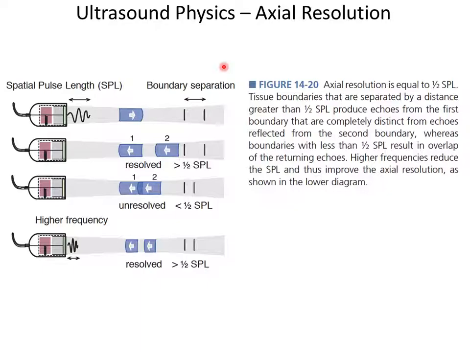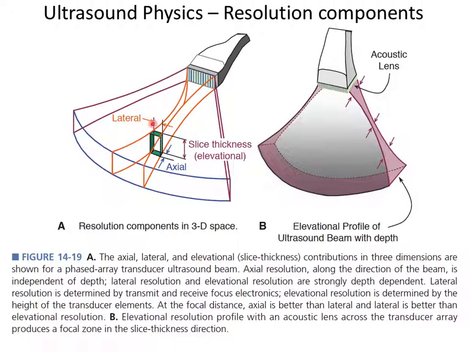So in the axial resolution, let's go back. Remember what axial resolution is, this resolution. Can I detect two separate objects that are slightly different distances from the transducer? That's axial resolution. I'm looking down away from the transducer. How close can two objects be, and I can still call them two objects versus blurring together as one? That's the axial resolution.